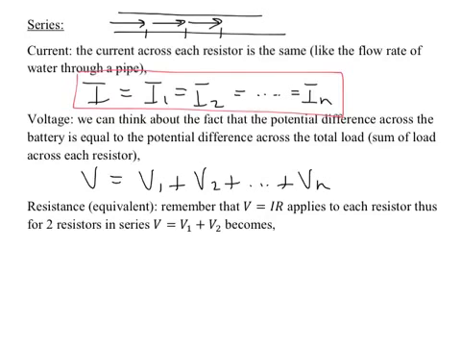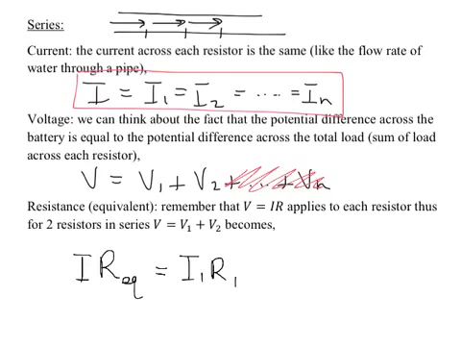Now the third part that's a little bit more confusing, and we're going to derive this third part, is resistance. If we remember that V equals IR, Ohm's law, applies to each resistor, so for two resistors what we can say is that V equals V1 plus V2, and that comes from here. Imagine we just had two resistors. We could replace each of these V's with IR. So the current across the entire circuit times the resistance of the entire circuit, and I'll explain what EQ means, is equal to the current across the first resistor times the resistance across the first resistor, plus the current across the second resistor times the resistance across the second resistor.